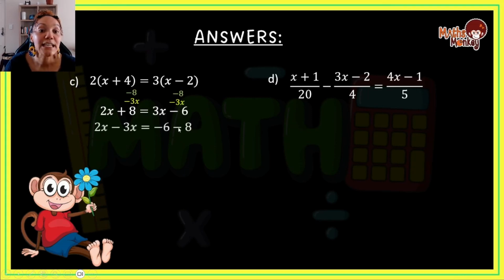Okay. So on the left-hand side, I end up with 2x minus 3x. And on the right-hand side, I end up with negative 6 minus the negative 8. If I simplify both sides, I end up with negative x is equal to negative 14. And I divide both sides by negative 1. And then I end up with x is equal to 14.